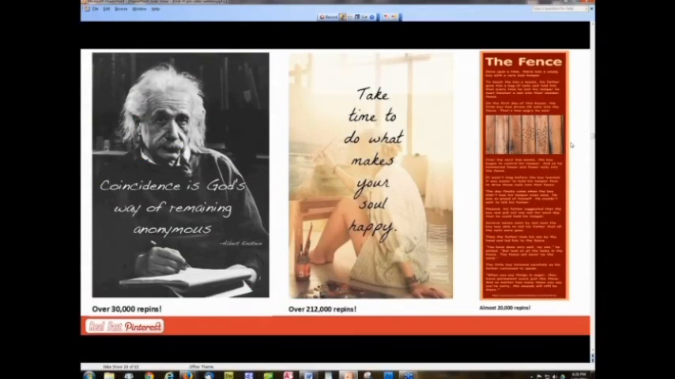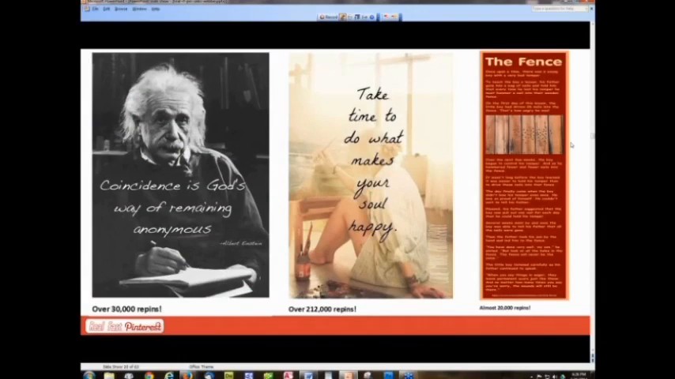And again, that was a pin that I repinned, but how I repinned it is I shared it on my blog first, and then I pinned it from my blog. 212,000 repins of that one image. And I didn't even create it, but I could have. It's easy to do. This image would be easy to create in Microsoft Word.